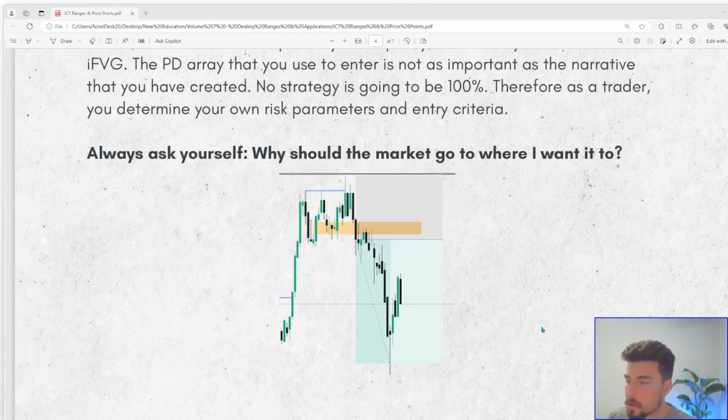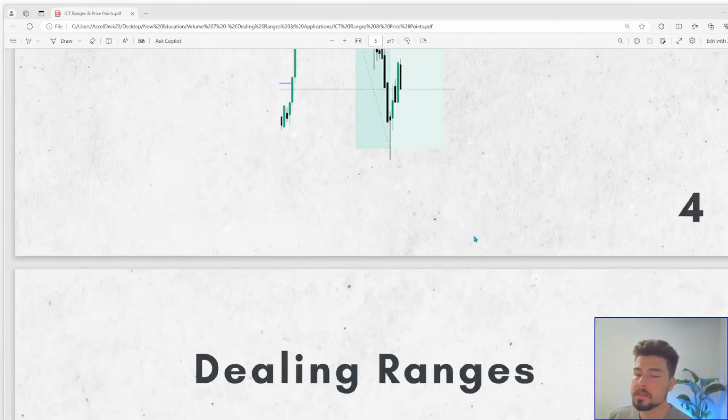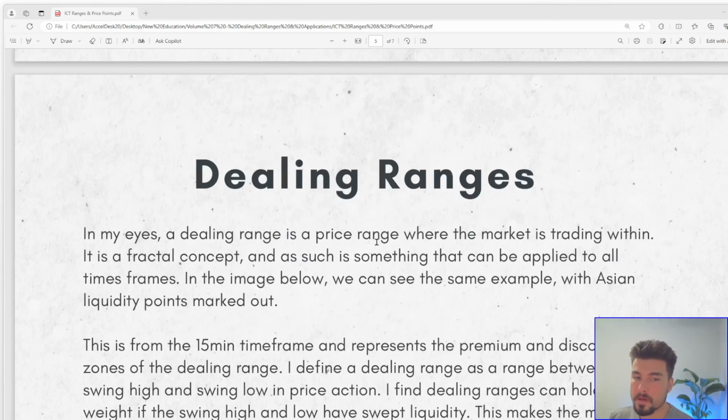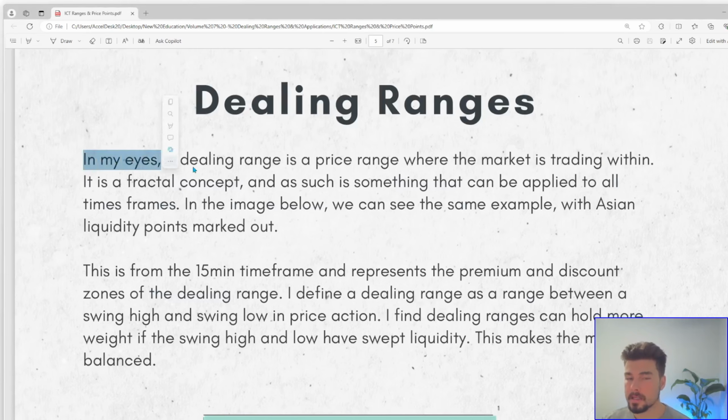So let's look at all of this and extend further on the same example, and let's look at dealing ranges. Just to define dealing ranges in my eyes, guys: a dealing range is a price range where the market is trading within. It is a fractal concept, so it's something that we can apply to all time frames. So the 1 minute, the 10 minute, the 15 minute, we can have a big dealing range, a small dealing range, an even smaller one, a medium one, but you've got to pick what's relevant to you.